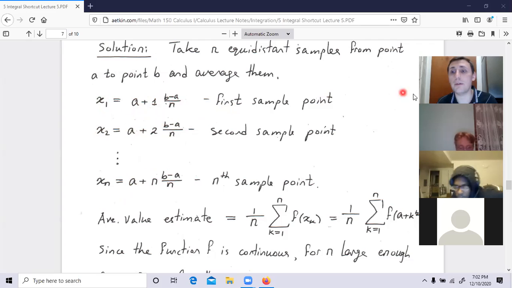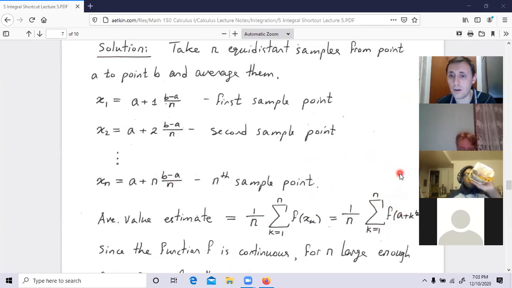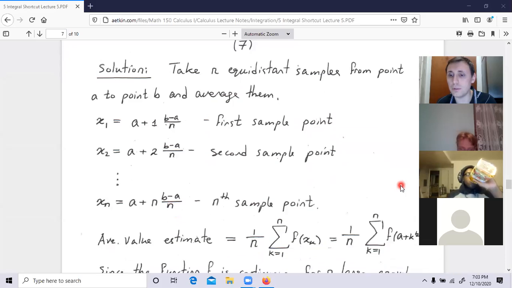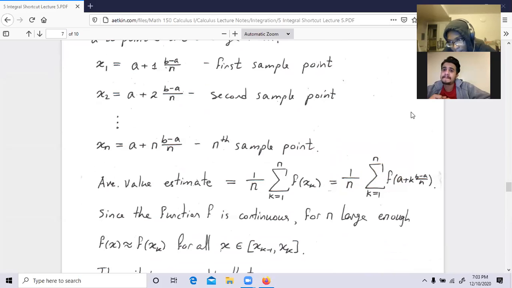Yes, you take the measurements, you add up the heights, and you divide by n. So in other words, I suggest we have 1 over n, summation k equals 1 to n, f of x_k multiplied by b minus a over n. Are you getting this formula, guys? Yes?